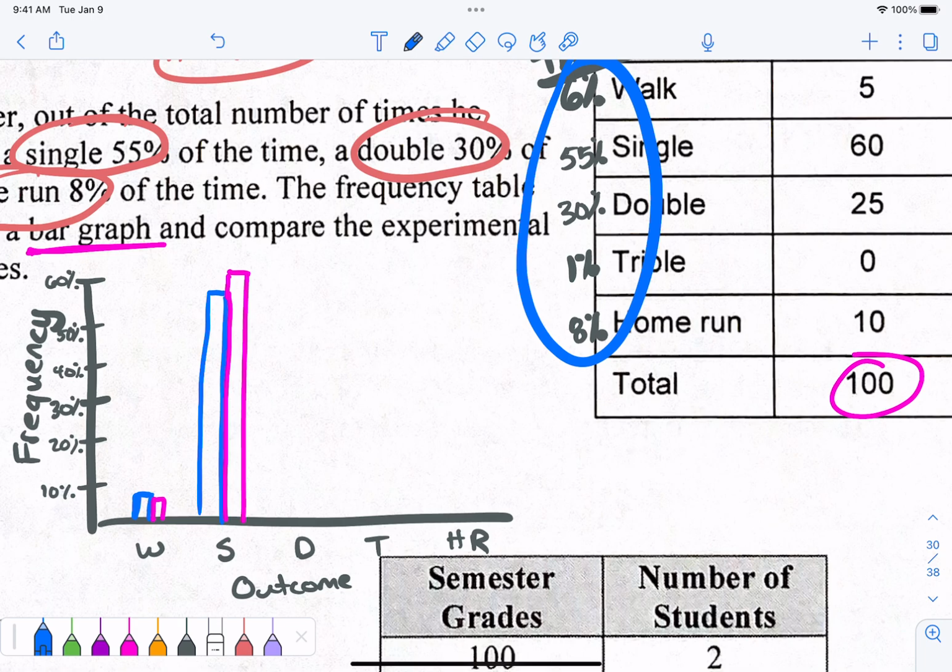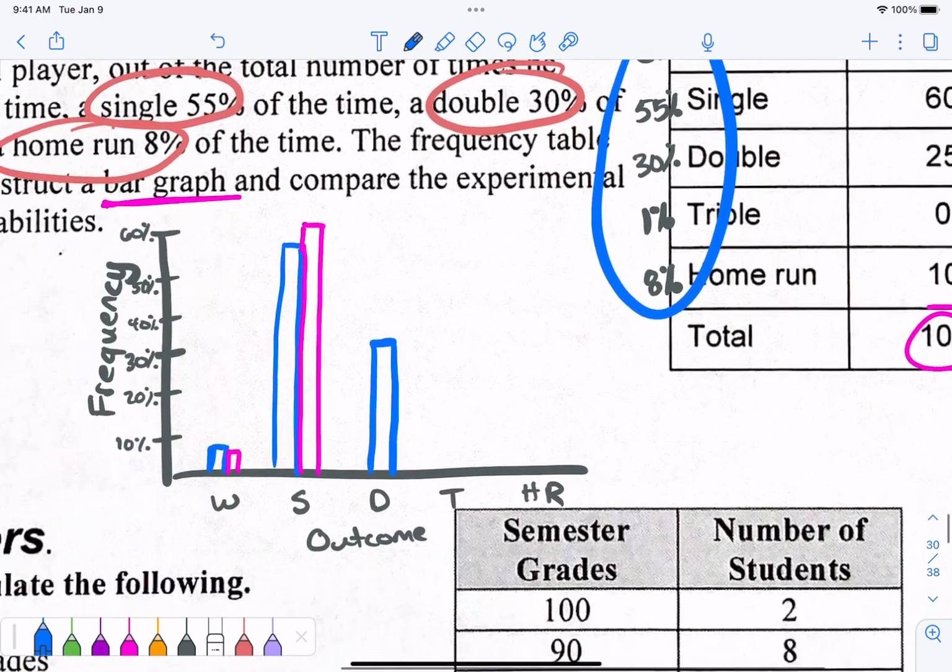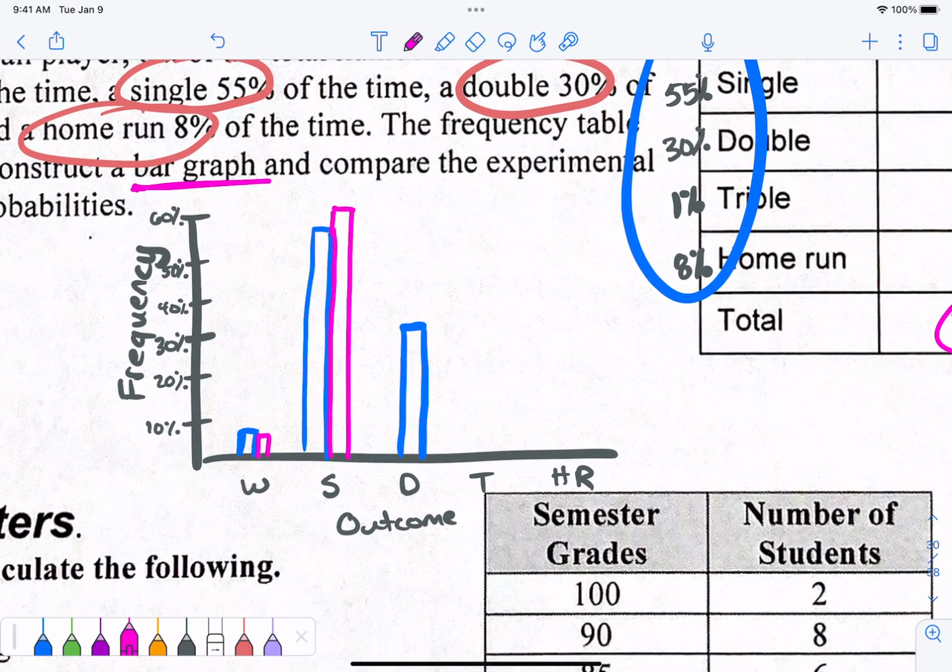Doubles was before 30%. So I'm going to mark them at 30-ish. And now it's at 25%. So a little bit lower than that. About there. That's my double. So you can see how those things have changed from first time theoretical to experimental.